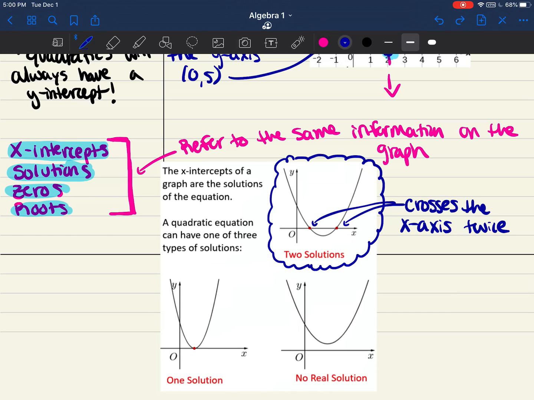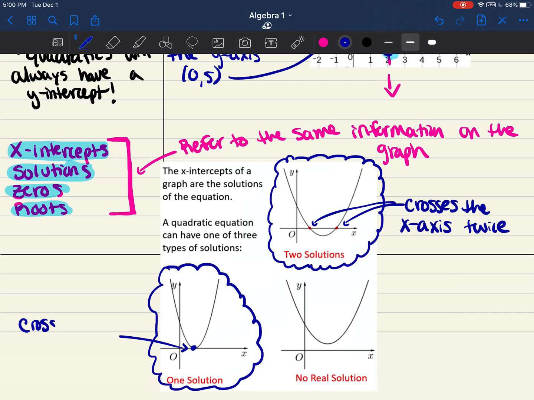Okay, you can also have this situation, where your quadratic comes down to the x-axis or comes up to the x-axis and turns away. And so in this case, we only have 1 x-intercept. All right. It has 1 solution, 1 x-intercept, 1 zero, 1 root.